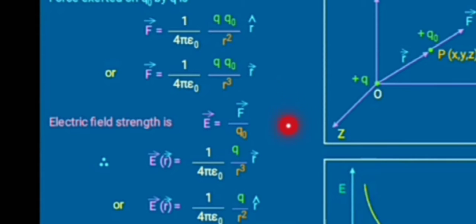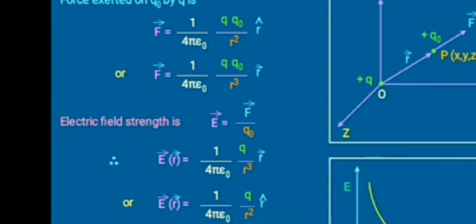This is the force acting on the test charge. Electric field strength is defined as F upon Q0. Substituting the value of F from the above equation, we can write E of R, a function of R, is equal to 1 upon 4 pi epsilon 0 Q upon R square into R cap. The electric field due to a point charge generally has spherical symmetry.